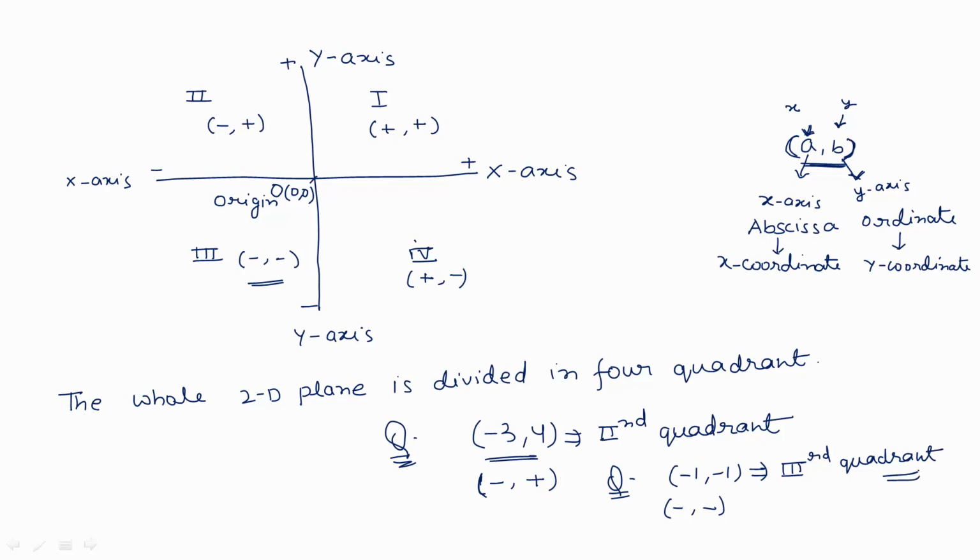The value which lies on the x axis is called abscissa, and the value which lies on the y axis is called ordinate. Abscissa is also known as x coordinate and ordinate is also known as y coordinate.